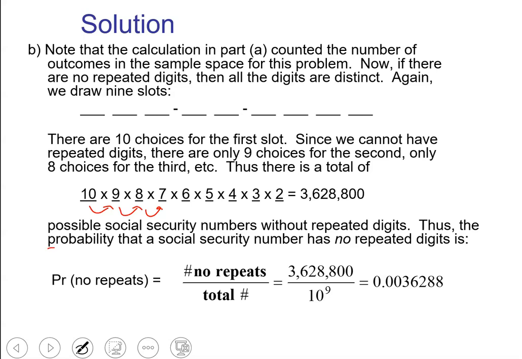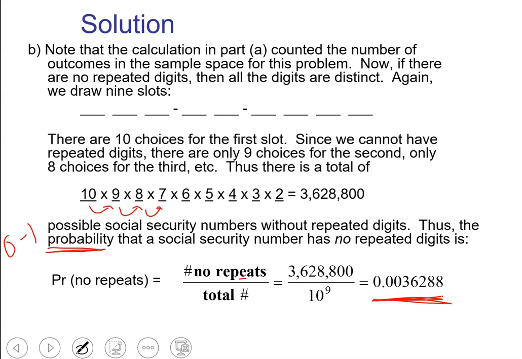So the probability, remember our probability is between 0 and 1 or 0 and 100% if you're thinking about percents. So we're not just finding the total possibility of social security numbers with no numbers repeated. We want the probability of no repeats. So the probability of no repeats would be how many no repeats are there over the total amount possible. So 3,628,800 over 10 to the 9th, which gives us a 0.0036 probability.